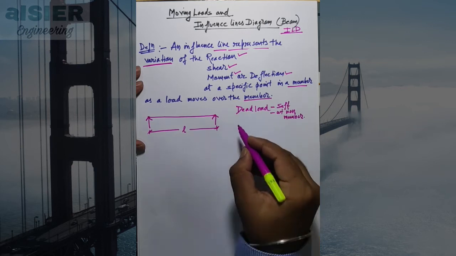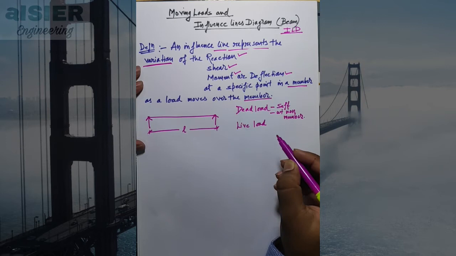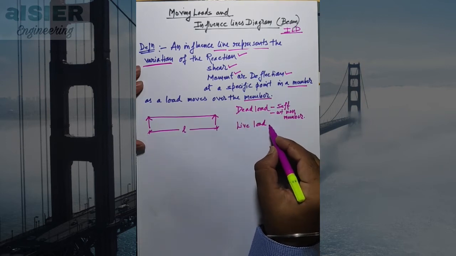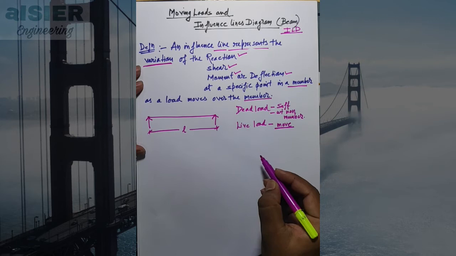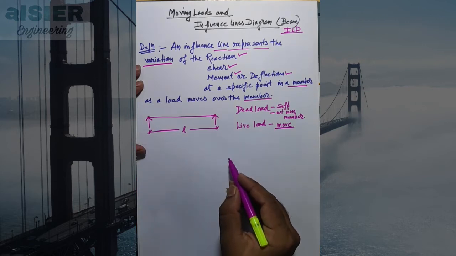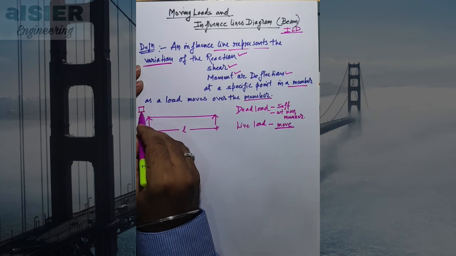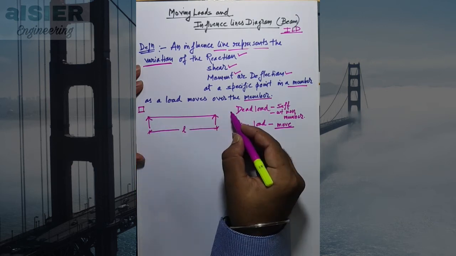And second is live load. Mainly there are two loads. There are wind loads, earthquake load also, but mainly there is dead load and live load. And live load is the one which can move, right? So let us consider this structure as a bridge, and a vehicle is moving over the bridge from left to right, right?